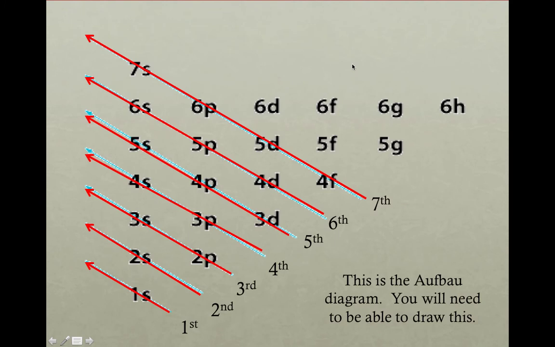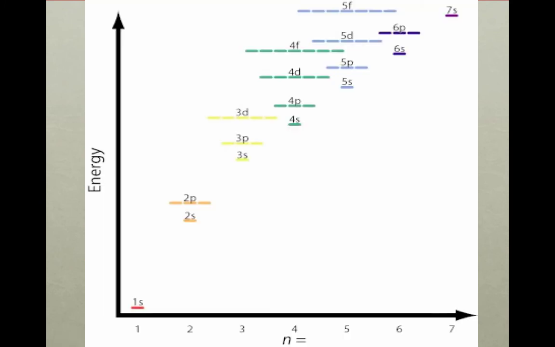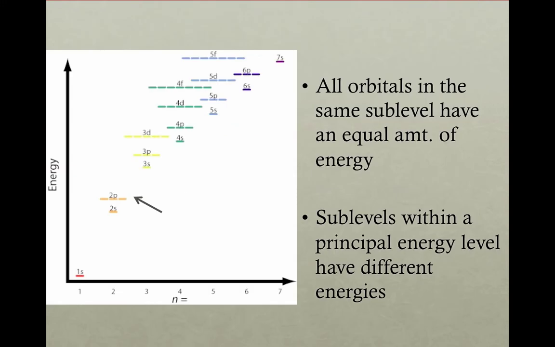So remember, if you know how to read the Aufbau diagram, there's no need to memorize this, but this is showing you it in graphic form. Now the reason why this happens. Remember that all orbitals in the same sublevel have equal amounts of energy.